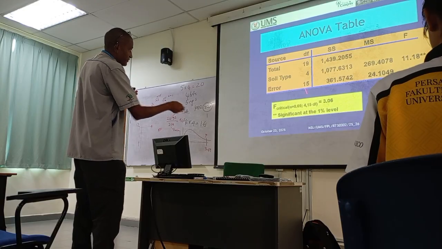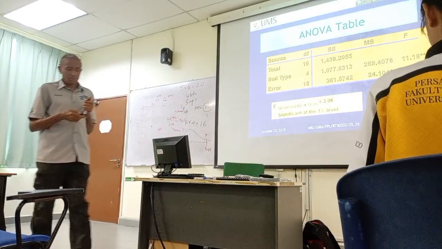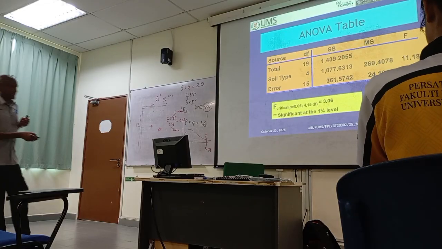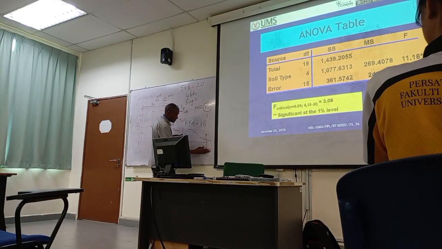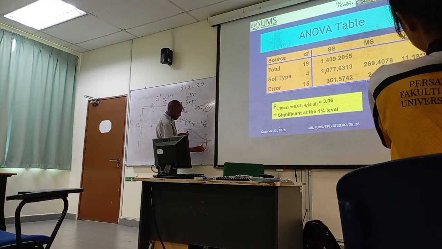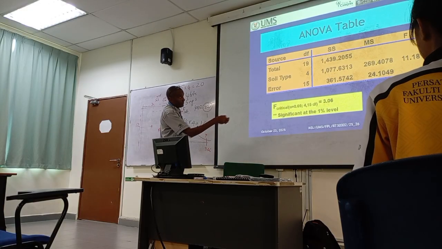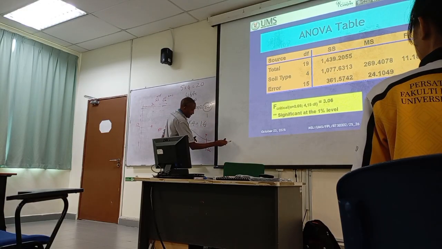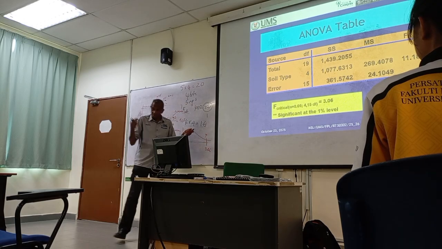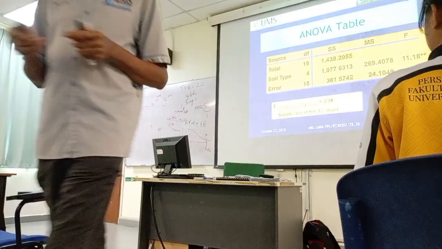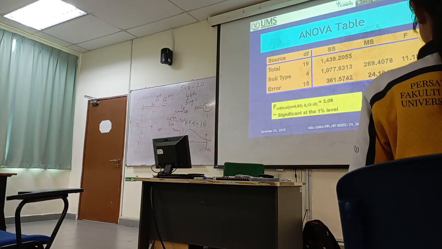5% for 15. Okay. So 3.06, this is one lot, 3.06. Then F calculated is 11.18, which is somewhere here, 11. So, reject. We reject the null hypothesis.